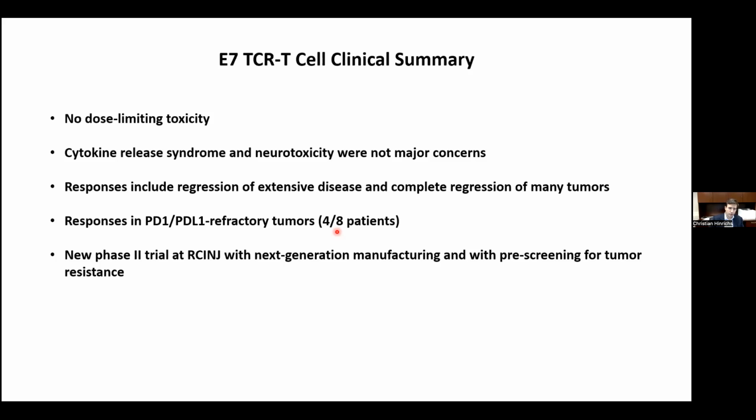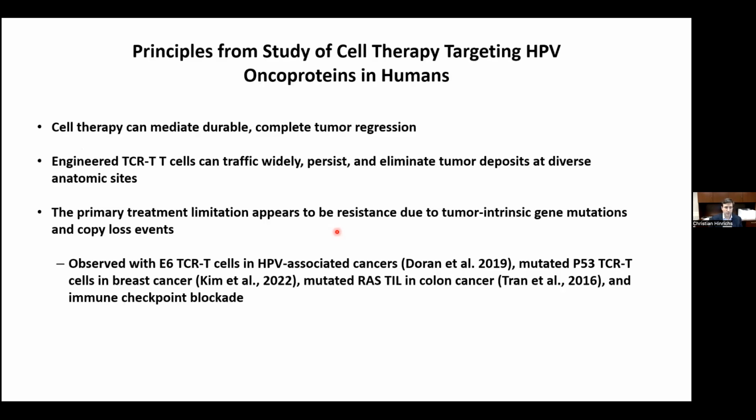So we have a new phase 2 trial that's starting at CI&J that uses next generation manufacturing. This will be a 2-week vein to vein time, so patients will be able to start conditioning a week after we perform apheresis, and it will also employ pre-screening for tumor resistance and select only those tumors that do not have mutations or copy loss defects that would clearly confer resistance to a T-cell based approach.